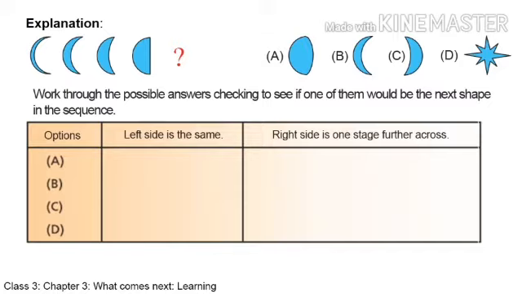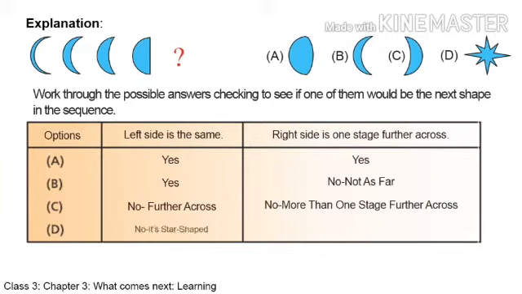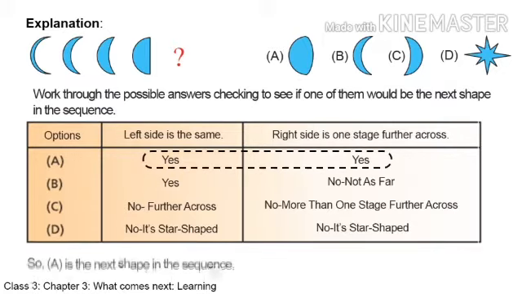Let's look at each option closely. The correct answer must have the left side same and the right side should be one stage further. If you compare all the options, you will find out that option A fulfills the requirement to be in the series. Hence, the correct answer is option A.